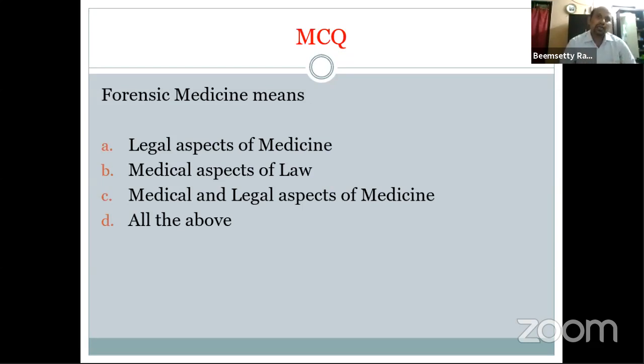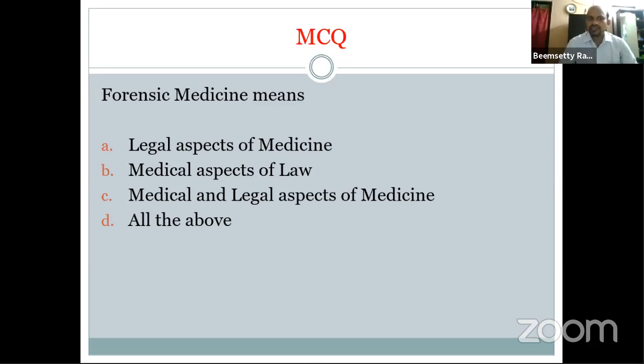Now check out these MCQs and which one is fitting. First one is legal aspects of medicine. B, medical aspects of law. What we are doing in forensic medicine is applying our medical knowledge to aid in administration of justice. Now, just check these options. Which one is fitting? Just check B, medical aspects of law is forensic medicine.